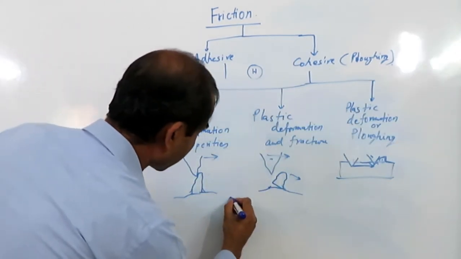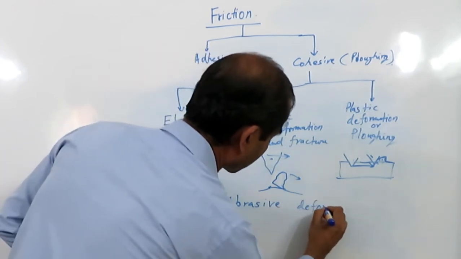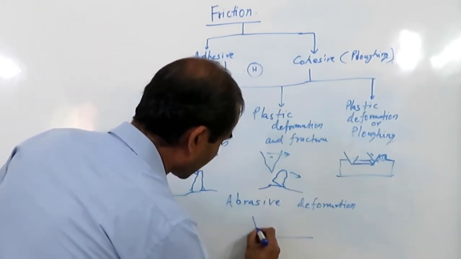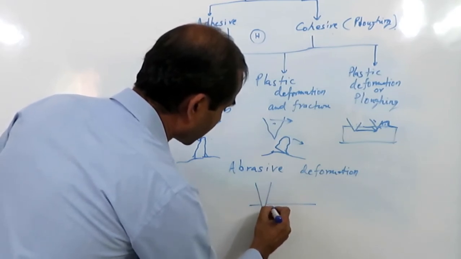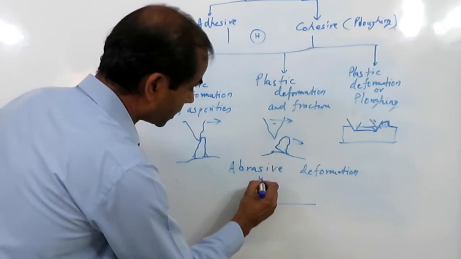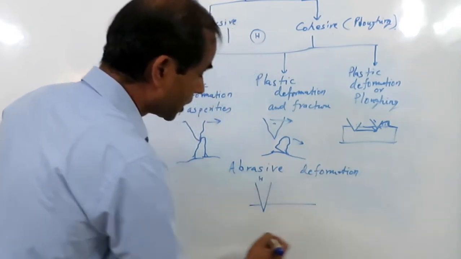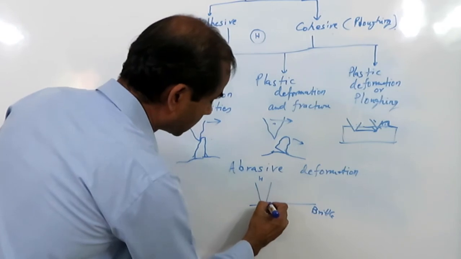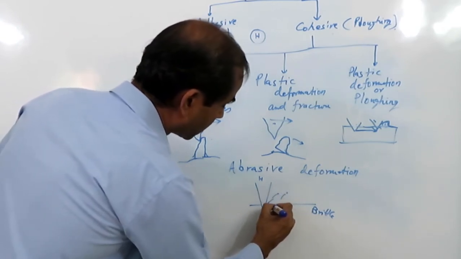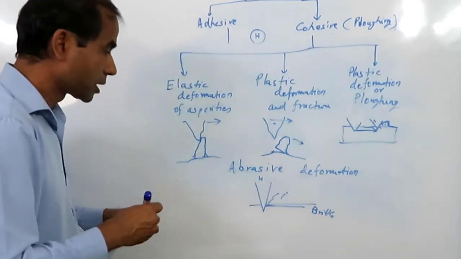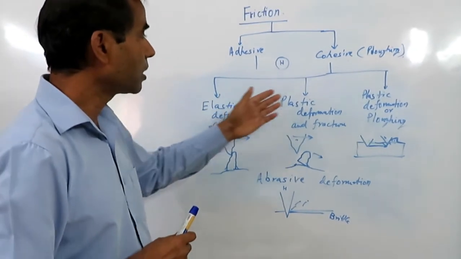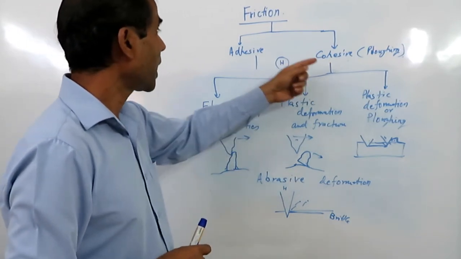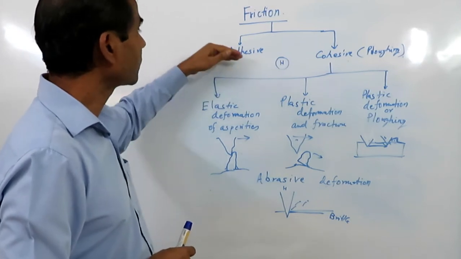And the fourth one is the abrasive. So abrasive deformation is also similar to plowing, but in this case the material actually will be removed. So if this one is harder material and this one is relatively softer, but it is not plastic, this is also a kind of brittle material, then because of this action some particles will come out and a scratch will be formed here. So this is known as abrasive deformation. So these are the main four types of actions which are part of the cohesive friction, and the other part which we have discussed is part of the adhesive friction.